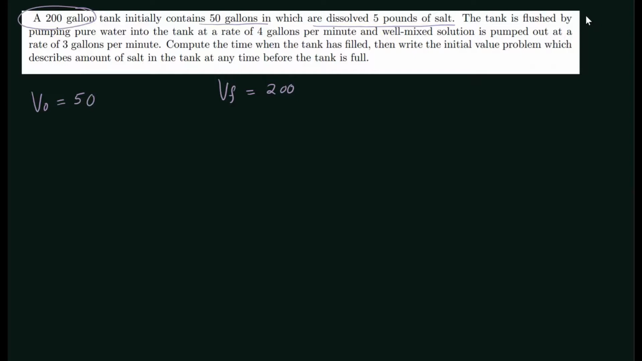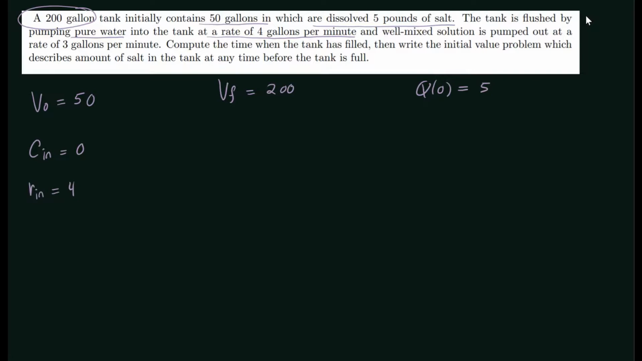So we have 50 gallons in which are dissolved 5 pounds of salt. So that's your initial salt amount, which is going to be 5. The tank is flushed by pumping pure water into the tank. So you're inputting pure water at a rate of 4 gallons per minute. So concentration in, well, there's nothing coming in. It's pure water coming in. So we can say concentration in is 0. It's coming in at a rate of 4 gallons per minute.